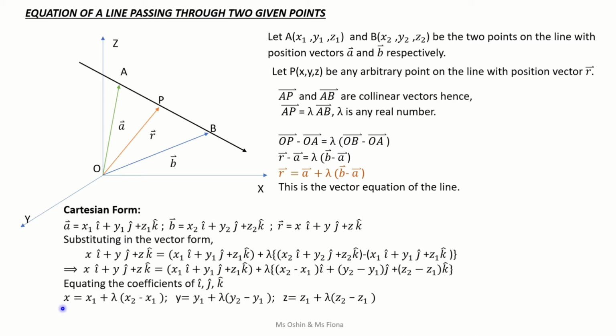Now, from here, we get x minus x1 divided by x2 minus x1 is equal to lambda. Y minus y1 divided by y2 minus y1 is equal to lambda. And z minus z1 divided by z2 minus z1 is equal to lambda. Eliminating the term lambda, we get x minus x1 divided by x2 minus x1 is equal to y minus y1 divided by y2 minus y1 equal to z minus z1 divided by z2 minus z1. And this is the Cartesian form of the required equation.